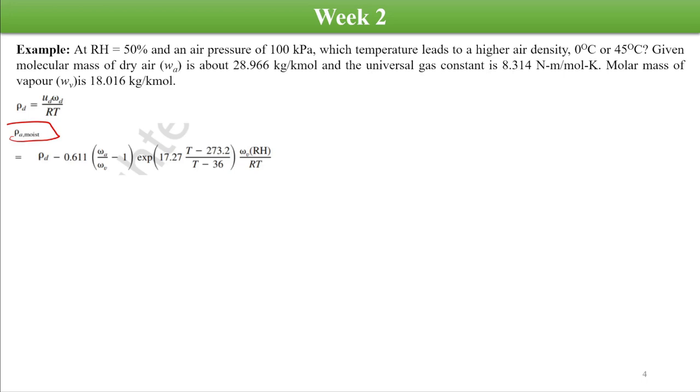As we'll see from this example, it is given that at a relative humidity of 50% and an air pressure of 100 kPa, the question asks which temperature leads to a higher air density, either 0 degrees Celsius or 45 degrees Celsius. The data given here is the molecular mass Wa. Apart from that, the universal gas constant R is given, and we also have the molar mass of the vapor, Wv.